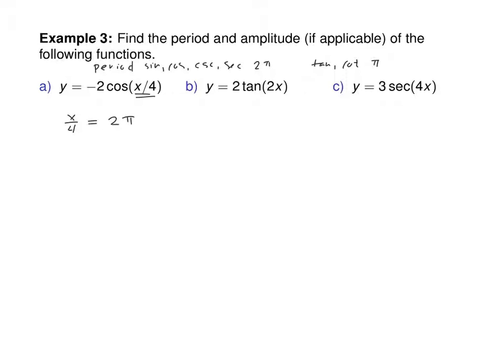So to find the period, you say, when does x over 4 equal 2 pi? When that happens, that's the x that will be the last part of the cycle, the very last point. So what x makes this happen? 8 pi. And does that oscillate slower or faster than a regular cosine function? Slower. It's slower.